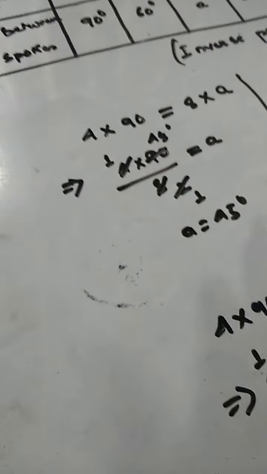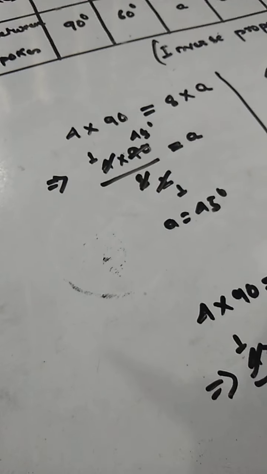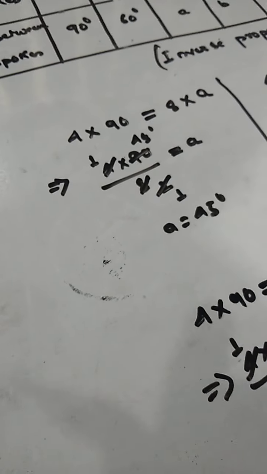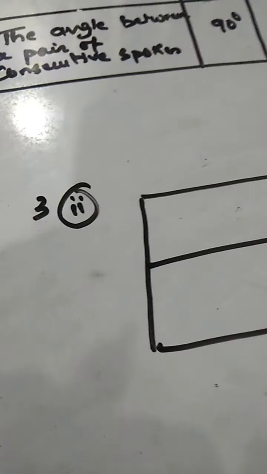Fine. So we are done with all the empty box part. We have also answered sum number 1 of question number 3. Now we'll do sum number 2 of question number 3. Now we'll discuss sum number 2 of question number 3.